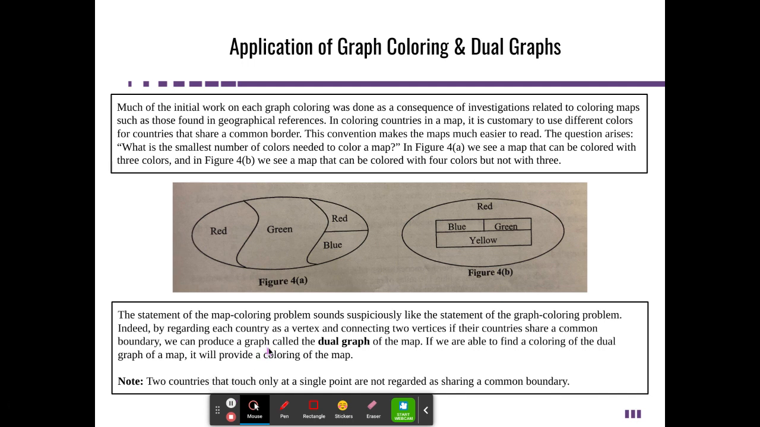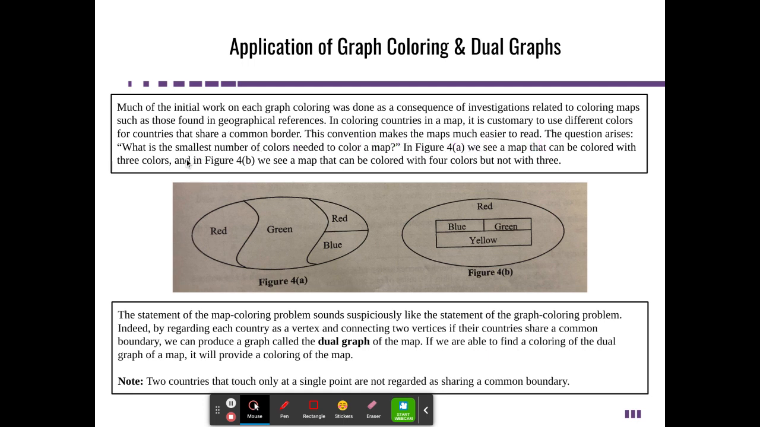All right, picking back up, now we're going to take a look at the application of graph coloring. We're going to introduce this idea of dual graphs. Much of the initial work on graph coloring was done as a consequence of investigations related to coloring maps, such as those found in geographical references. It's just like looking at a map, like in elementary school or middle school, of any country with its different provinces or states, where you would see the different colors. In coloring countries in a map, it is customary to use different colors for countries that share a common boundary. This convention makes maps much easier to read.